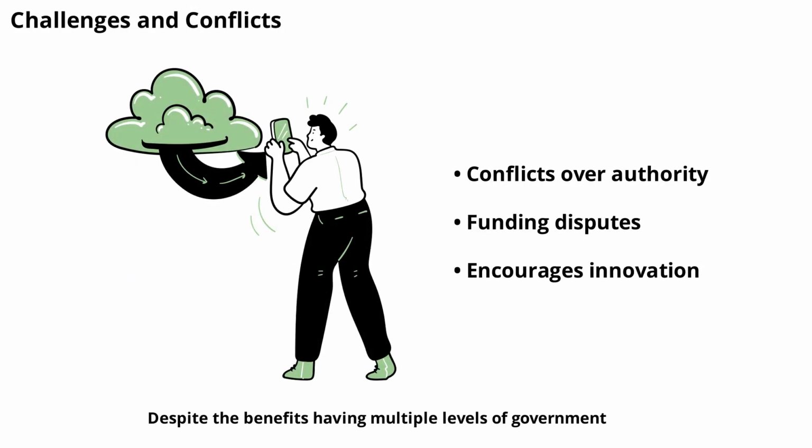Despite the benefits, having multiple levels of government can lead to conflicts and challenges. Disagreements over funding, authority, or policy can slow progress. However, these challenges also encourage debate and innovation, helping to create better solutions for everyone.